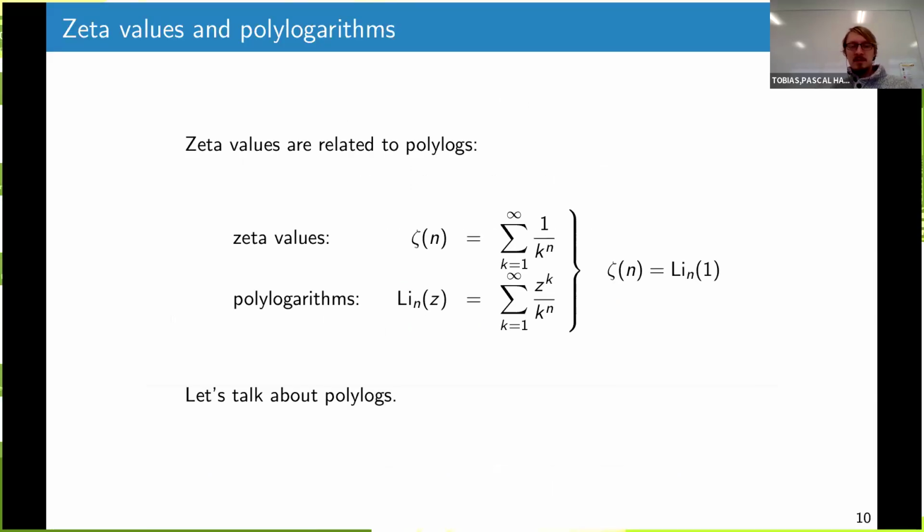If we think about these zeta values, they are just the Riemann zeta function at integer values. And they are related to polylogarithms. If you look at the definition of polylogarithms, you see that zeta values are the same as polylogs evaluated at z equals 1. So let's talk a little bit now about polylogs to understand what it means to have odd zeta values.